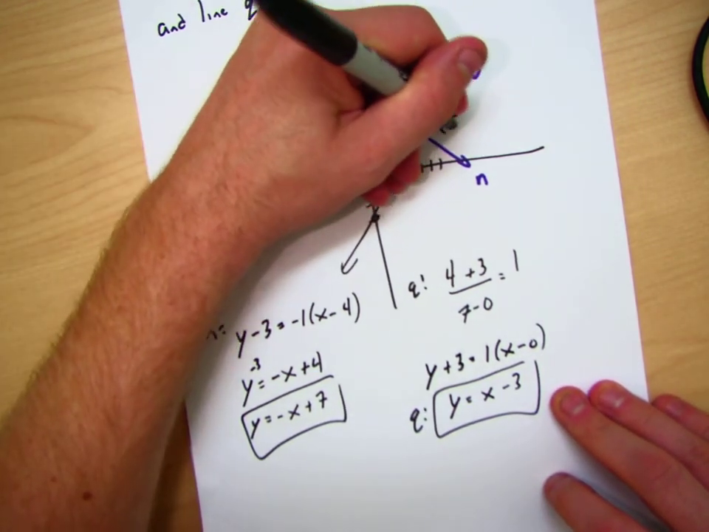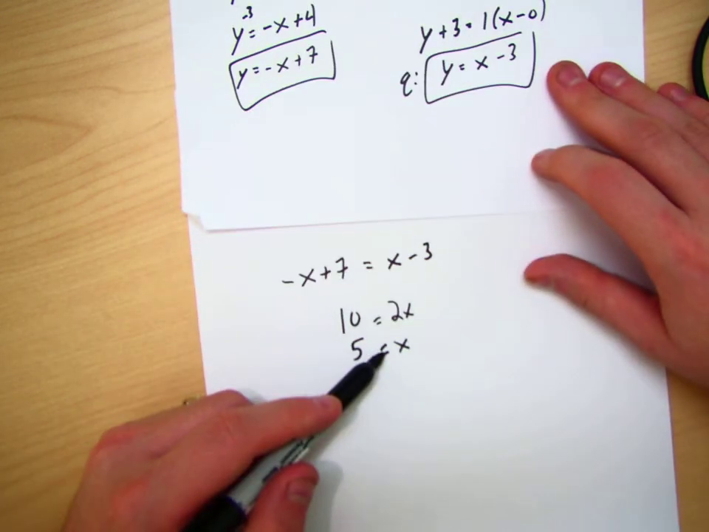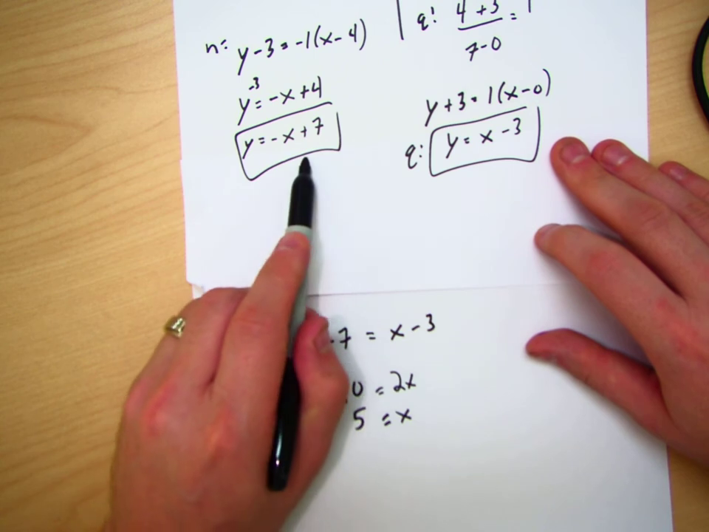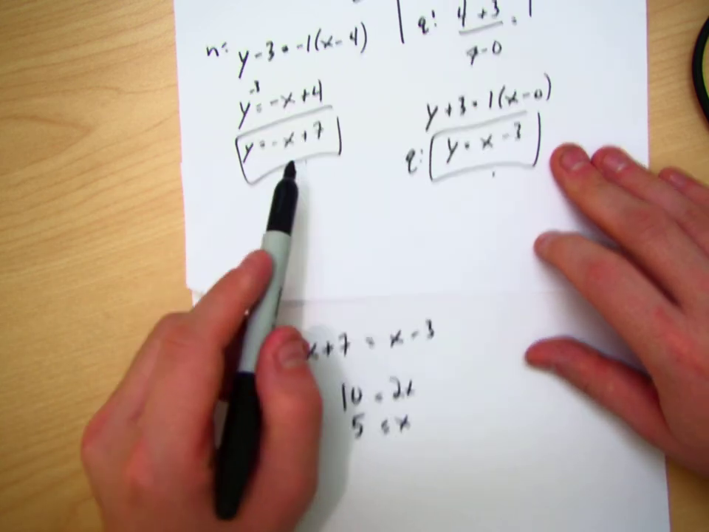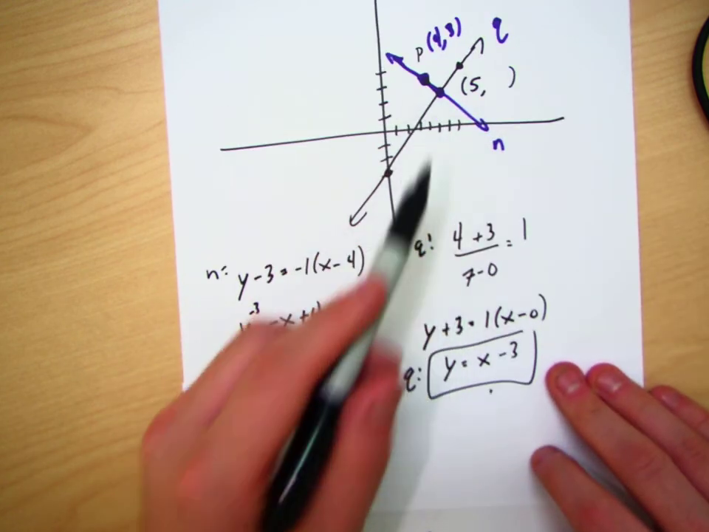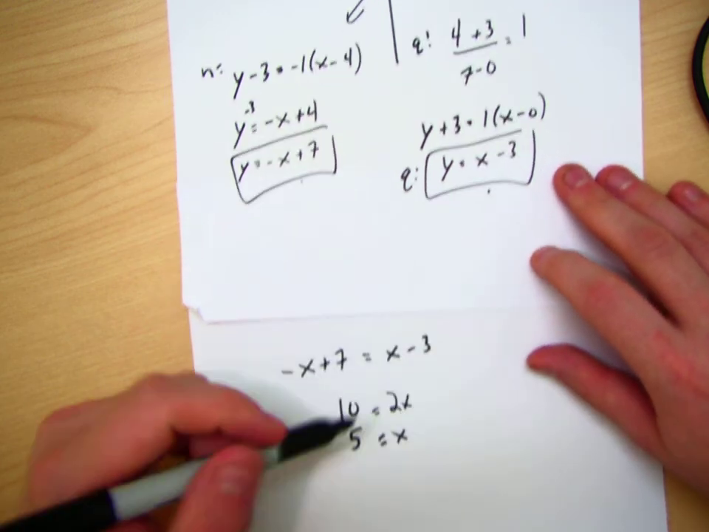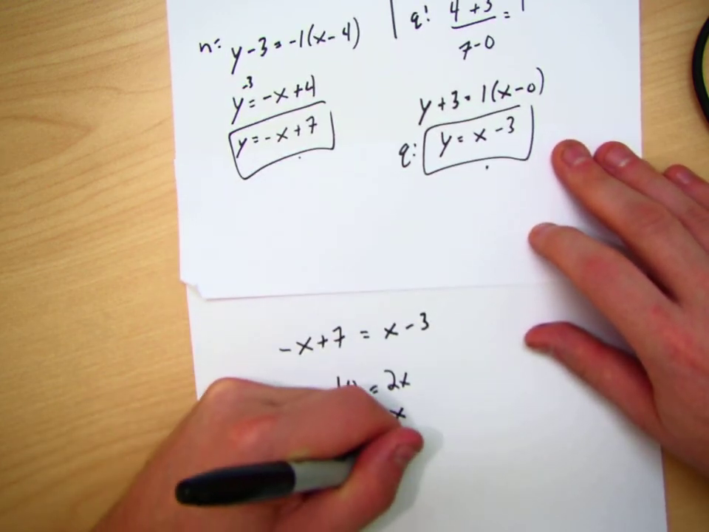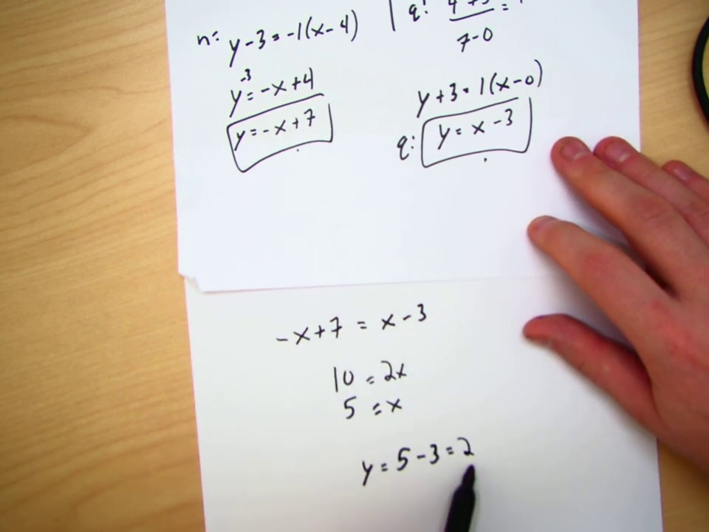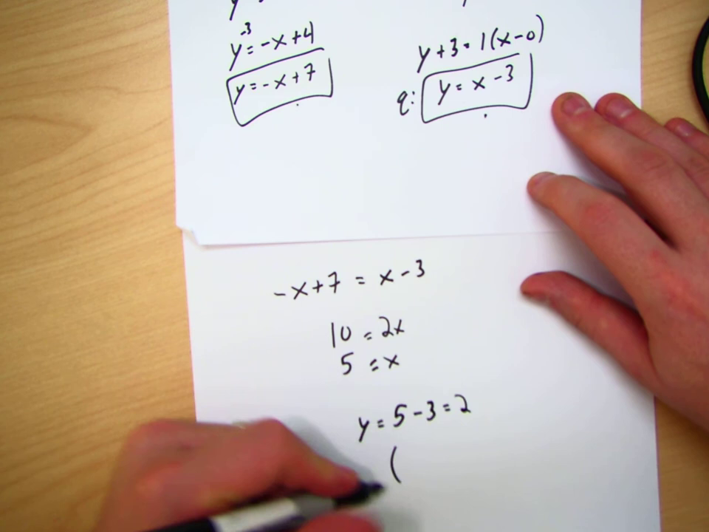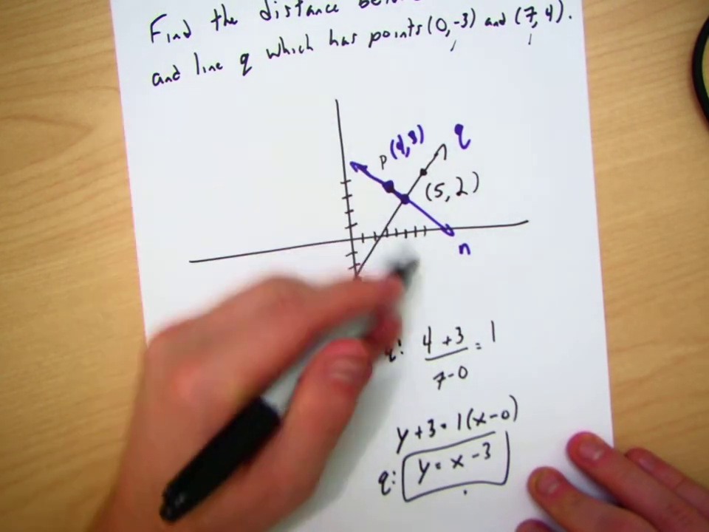In other words, I know it's 5, something. What's that something? I have to plug it back in. Now the question always comes up: do I plug it into this equation or this equation? It doesn't matter, because you're finding the intersection, which should have the same point. So I'm going to plug it into this one here, and I get y is equal to 5 minus 3, so the y coordinate is 2. In other words, it's at the point (5, 2).